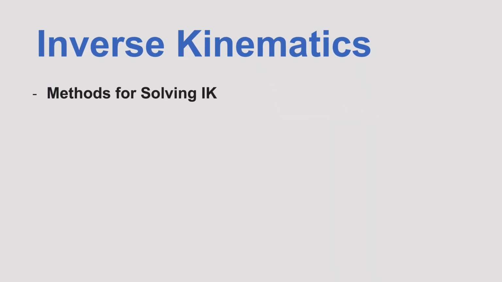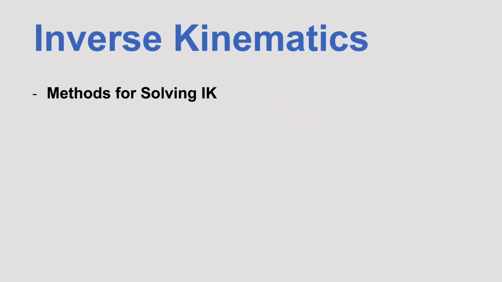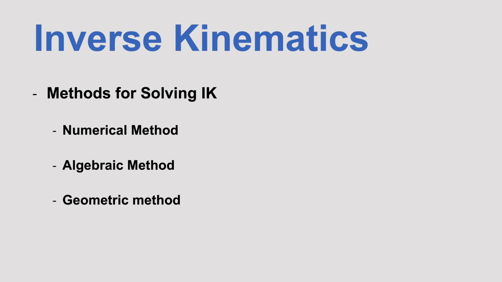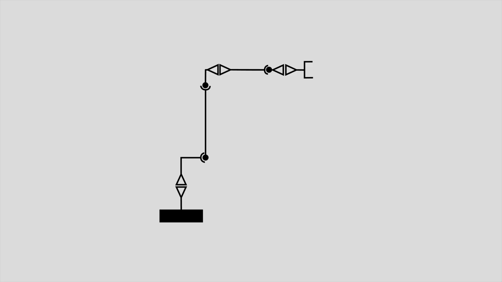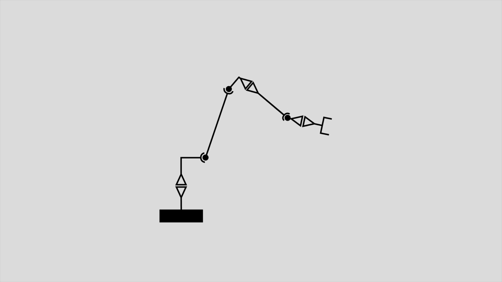There are various methods to solve inverse kinematics, such as numerical, algebraic, and geometric methods. But because of how complex the 6DOF robot is, the algebraic and numerical methods won't be feasible. So we have to use the geometric method. Let's take a look at how the geometric method works.